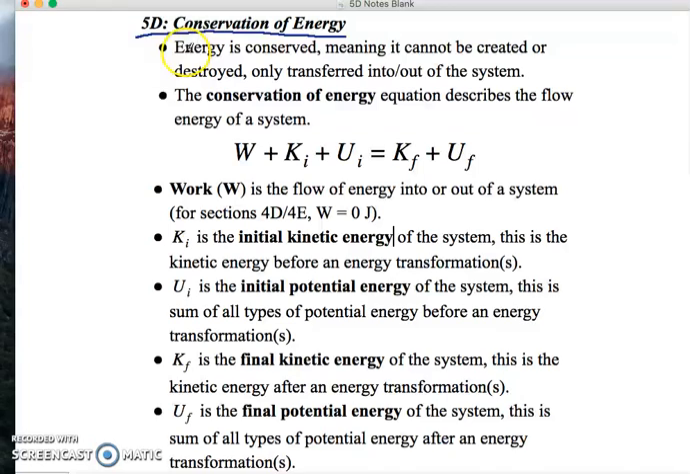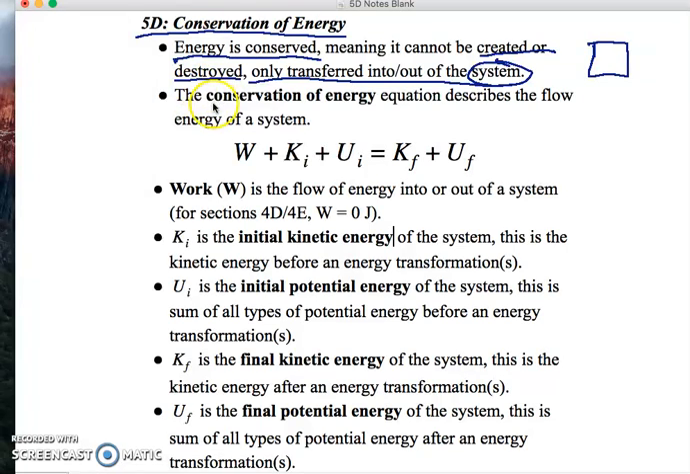Energy is conserved, and that means it cannot be created or destroyed. So you can't create energy, you also can't destroy it, but what you can do is sometimes it can be transferred into or out of a system. And a system is an object, or it could be a group of objects that you're looking at.